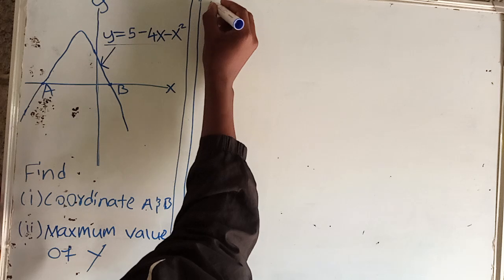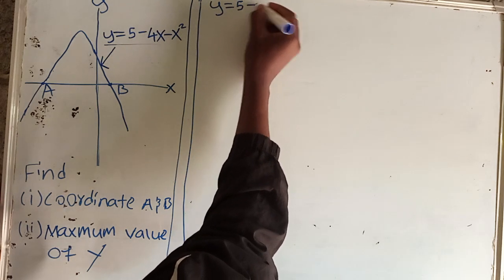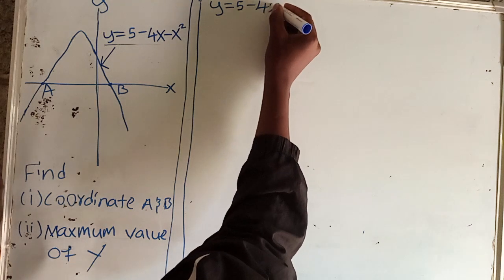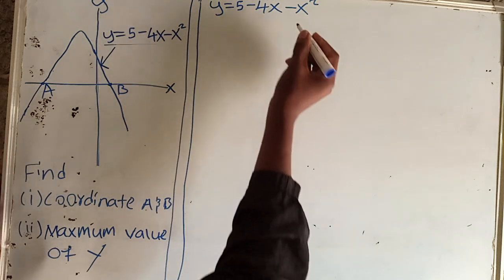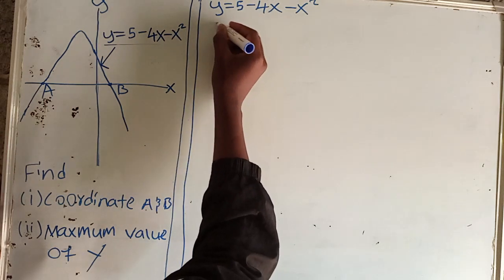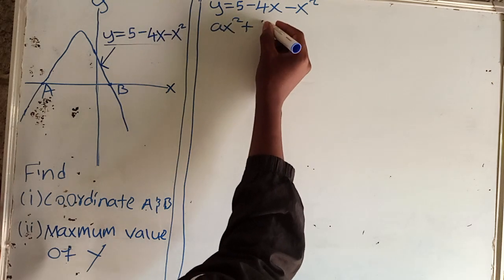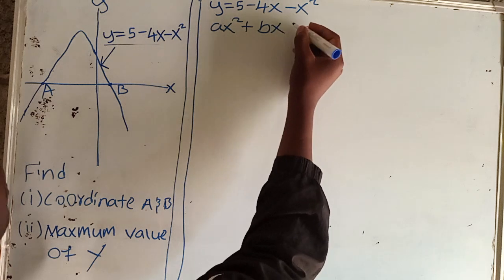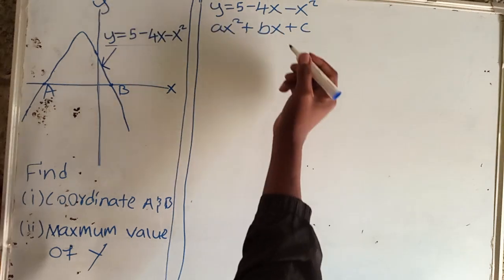You say y is equal to 5 minus 4x minus x squared. Then you write it in the form of a quadratic equation, and the form of a quadratic equation is like this: ax squared plus bx plus c. You write it in this form.